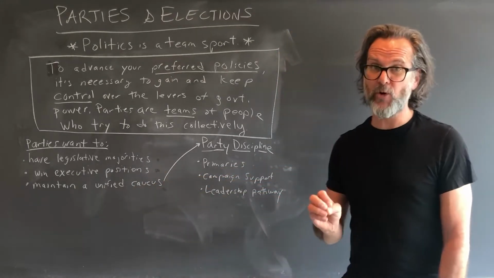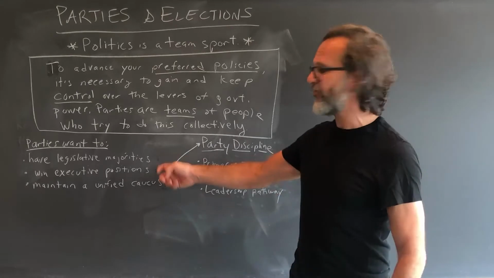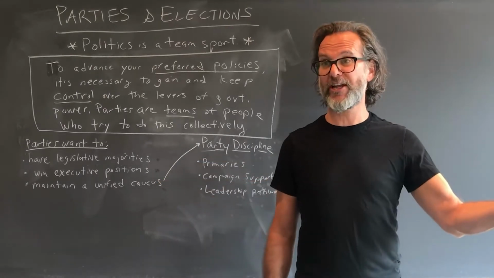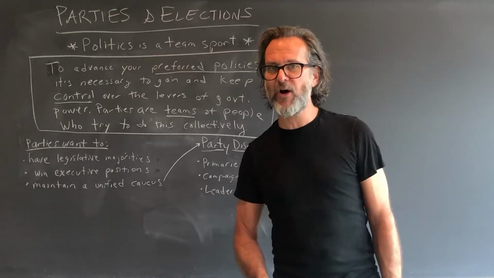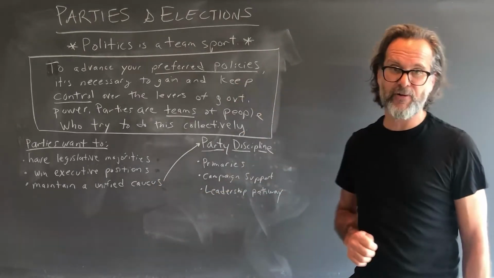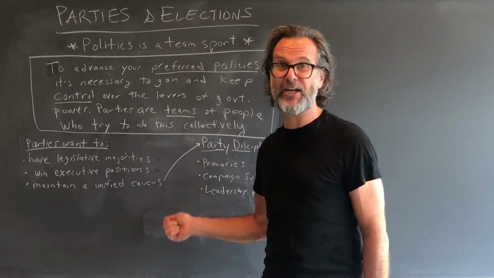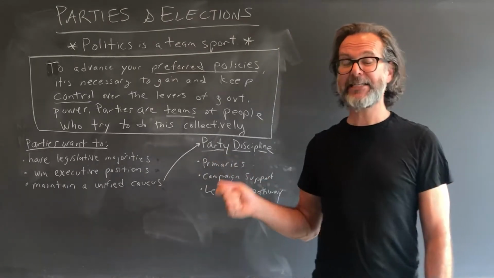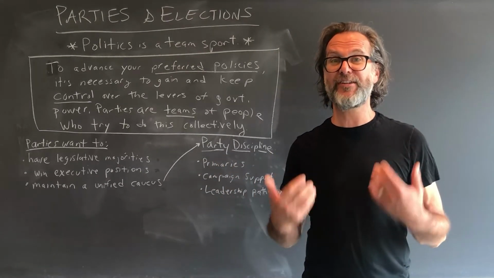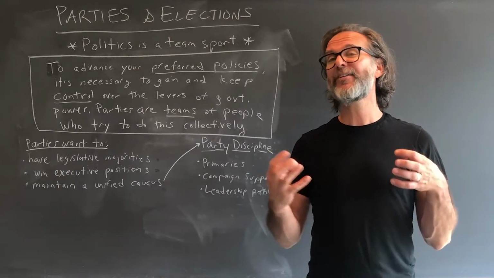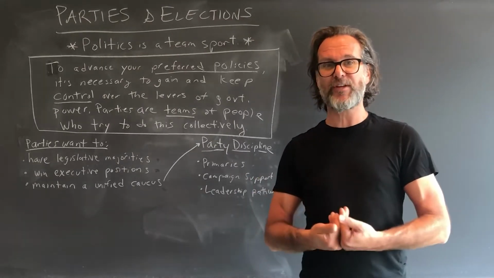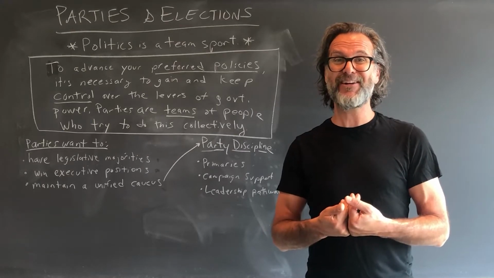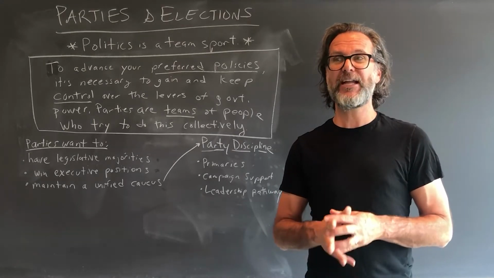And importantly, and obviously these first two are kind of duh, you want a majority, you want executive positions. An important part of what parties want in order to get their preferred policies is to have a unified caucus. A party, like a team, is a diverse set of people who have similar, converging, often very closely aligned interests and ideas and solutions, but they're not homogenous, right?